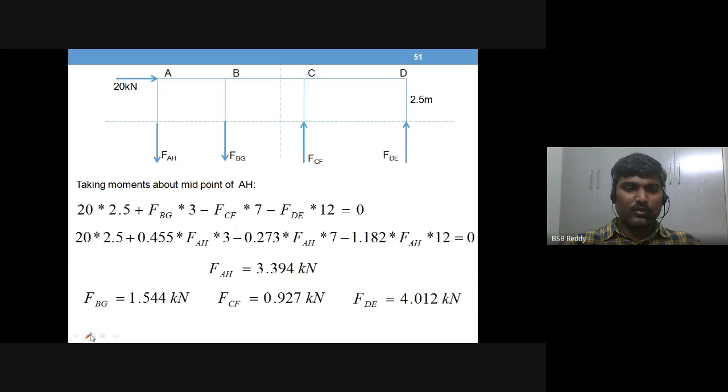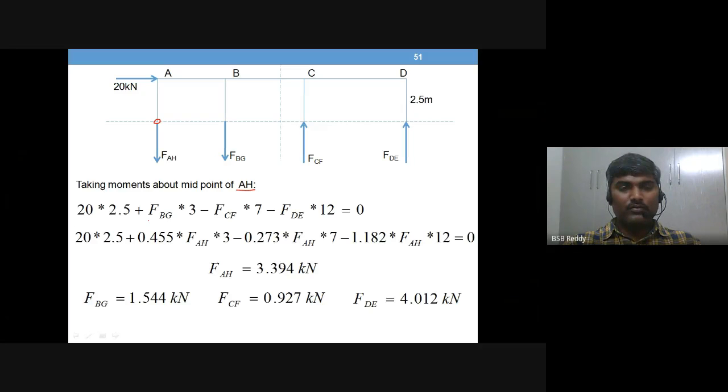Take moments about the midpoint of AH. Means what? This one. Bending moment is 0 there. Take moments about this point of all the forces. So that is your equation.